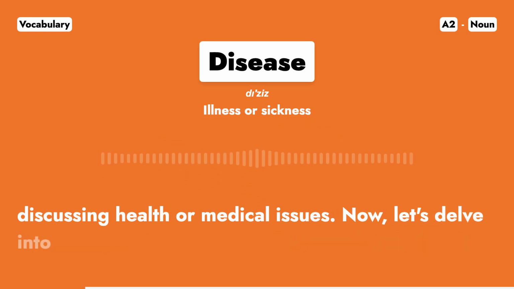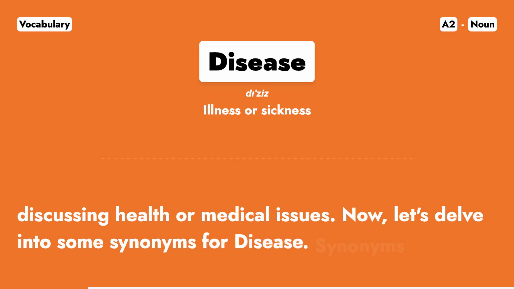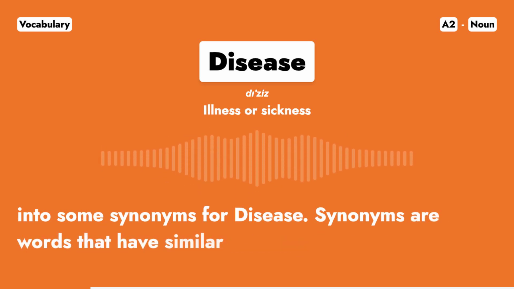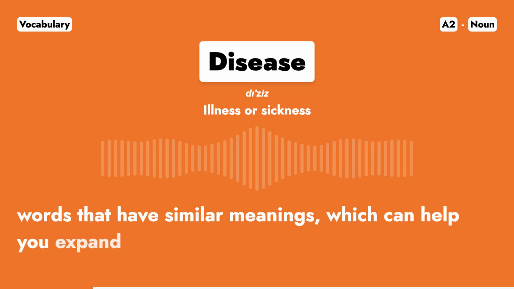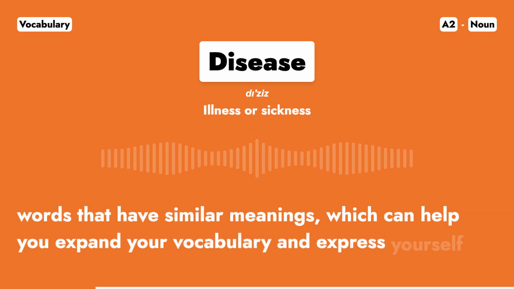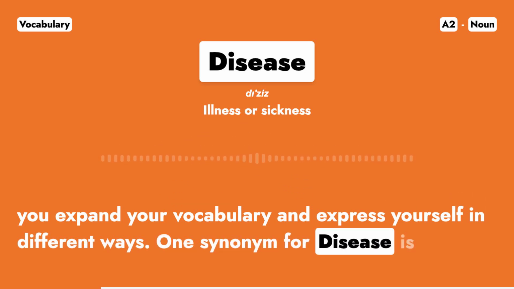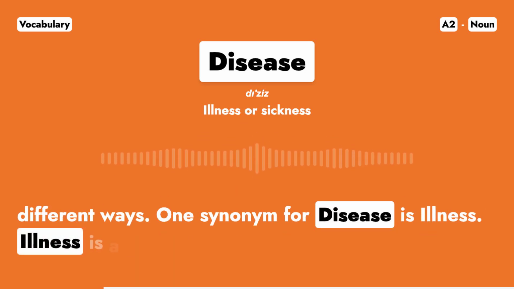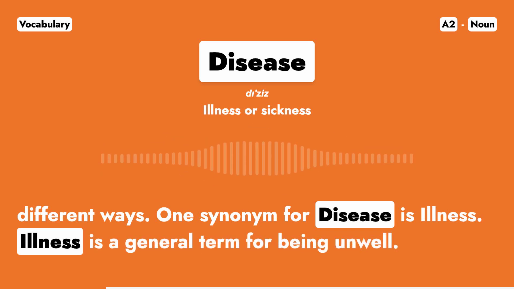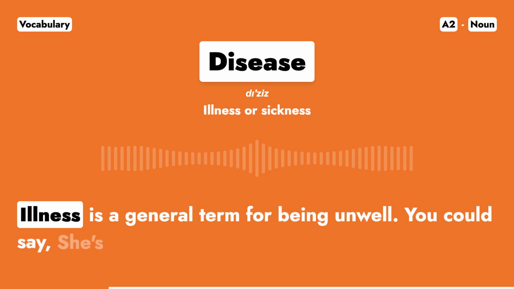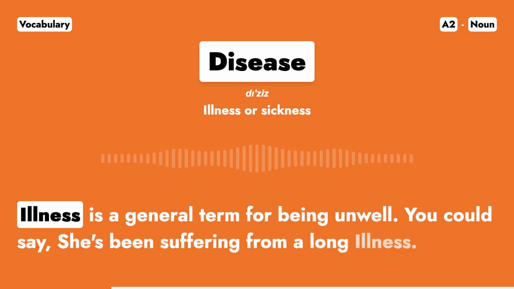Now, let's delve into some synonyms for disease. Synonyms are words that have similar meanings, which can help you expand your vocabulary and express yourself in different ways. One synonym for disease is illness. Illness is a general term for being unwell. You could say, "She's been suffering from a long illness."